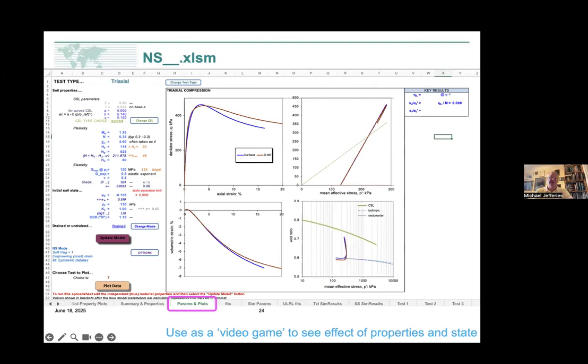If this is the spreadsheet you're going to download, go to the worksheet labeled params and plots, which is what I've highlighted in pink. That gives you an interactive modeling environment. If you click on plot, you type a number in here. At the moment I'm looking at test 7. If you want to look at test 8, you just type in 8 and hit plot data, and test 8 will magically appear in these graphs. The reason we have to call these test 1, test 2, test 3 is because the VBA is looking for that name. So when you say 7, VBA goes looking for test 7. And the tab names have to match.